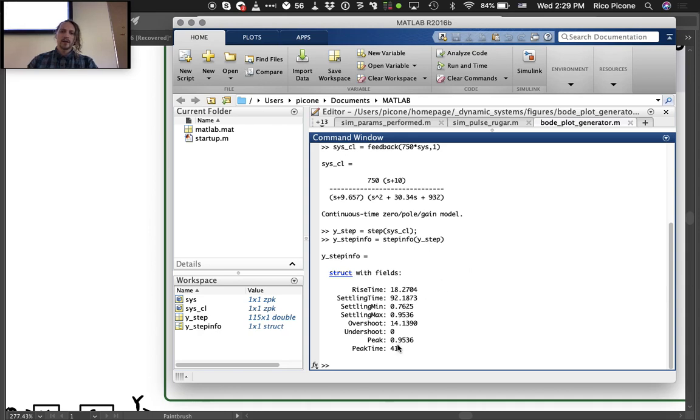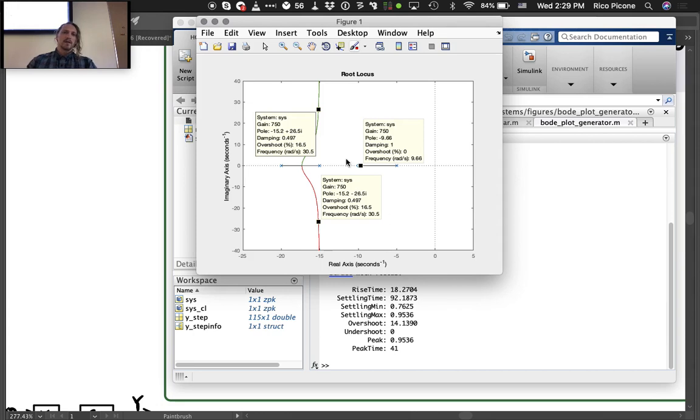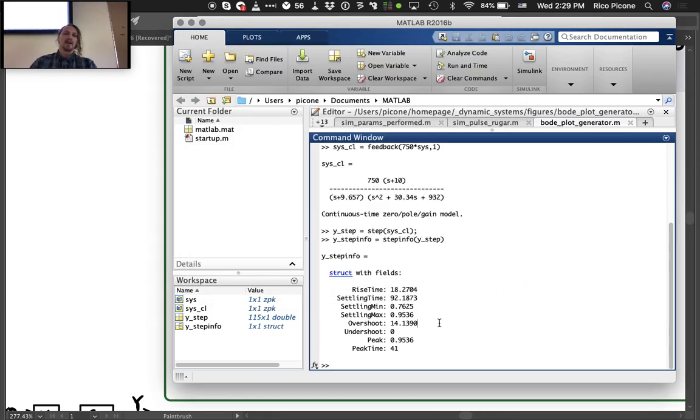Where is it? 14.14. So actually it wasn't terrible, but it was certainly not what it said, right? So 16.5 is what it said using the second order approximation. In reality, it came out to be 14.13. So you can't trust it based on those values. They're always using the second order approximation. It could be way worse too. It could be significantly off.